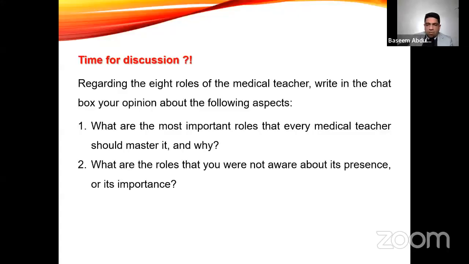Our topic today: we started with the identification of the 8 roles of the medical teacher, and we now continue to talk about what a good teacher is, what the medical teacher needs to be an excellent medical teacher. So effective teaching is a result of many factors, and teaching, as described by Strong, is an extraordinarily complex undertaking.